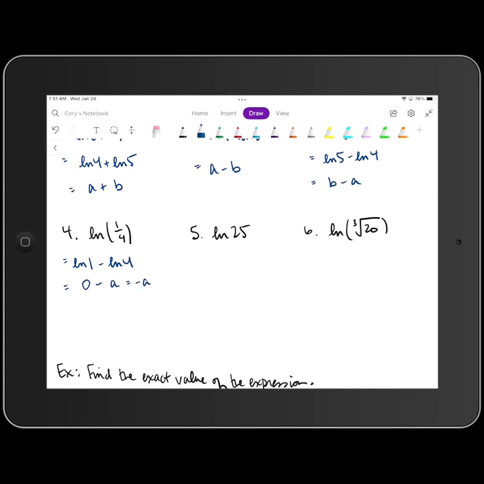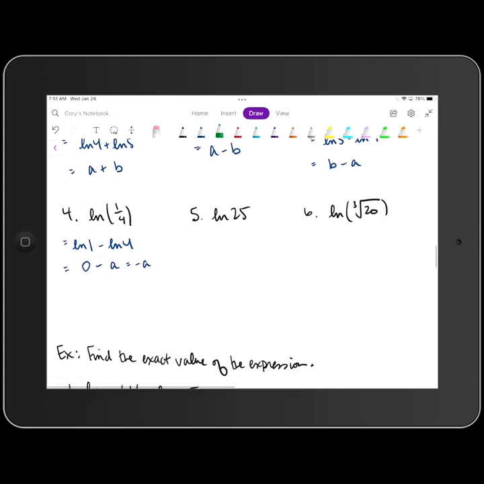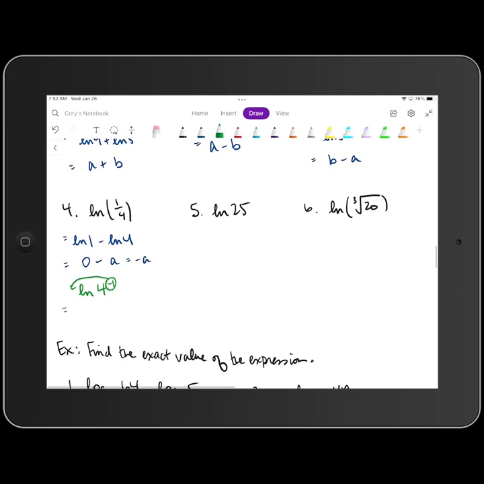The second way that we can do number 4 is we can rewrite 1 over 4 as the natural log of 4 raised to the negative 1 power. And then we can take that exponent negative 1 and pull it out front as a factor. So that is equivalent to saying negative the natural log of 4. And once again, the natural log of 4 is a, so that's equivalent to negative a.